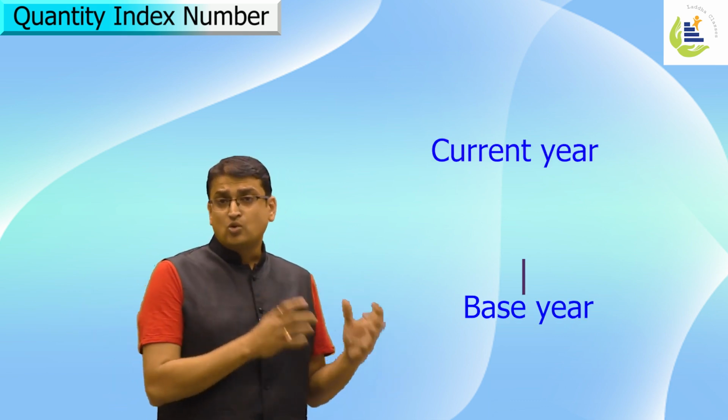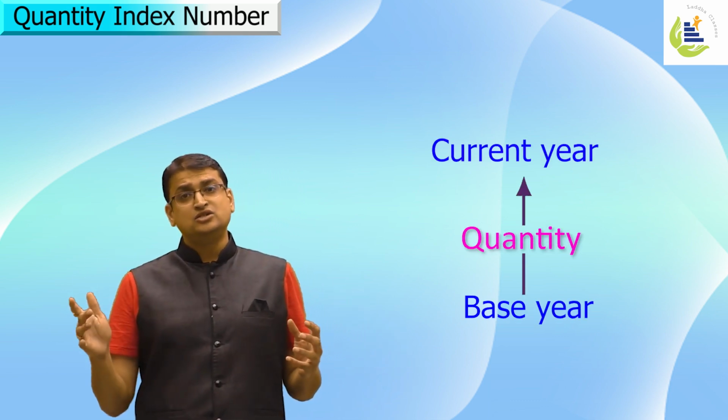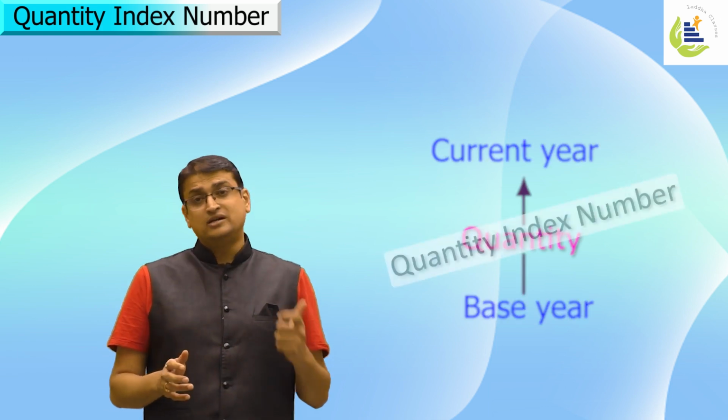Let us try to understand quantity index number, or I would say simple aggregate quantity index number. When we want to study the changes that happen from base year to current year in the quantity demanded or consumed, we try to study quantity index number.